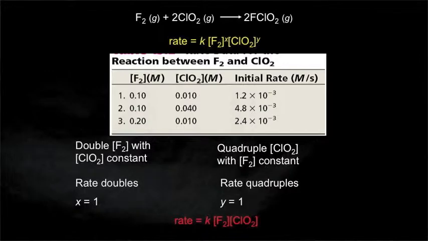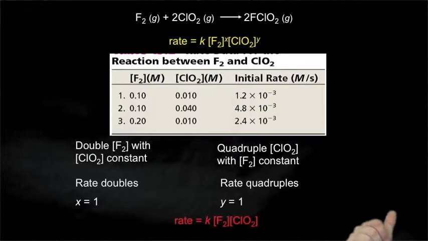And we see that the rate has a similar effect, the rate also quadrupled. So what value do we have to raise 4 to get 4? And that is 1. So we say that this is first order with respect to ClO2.